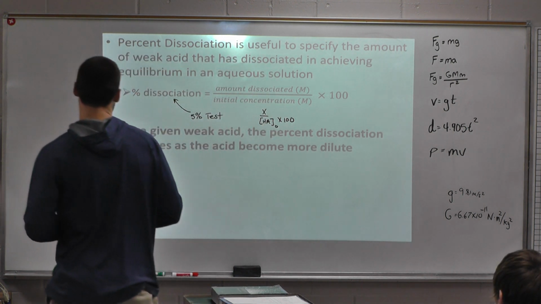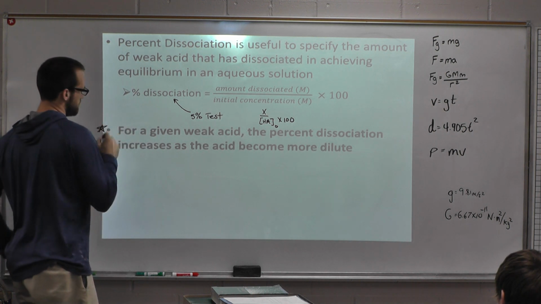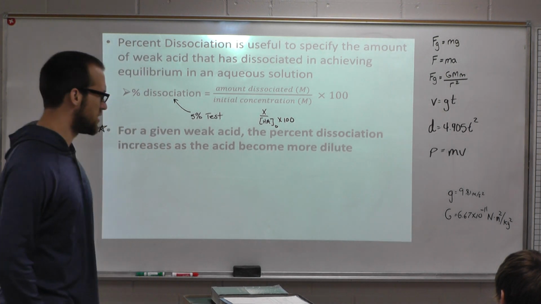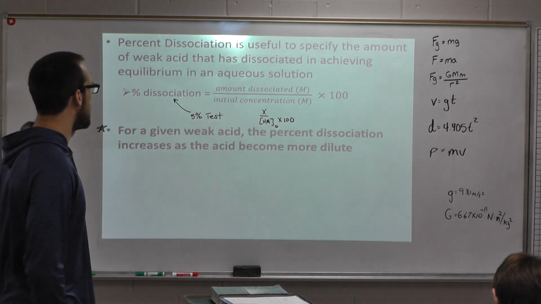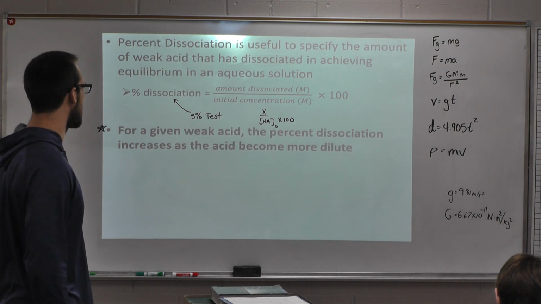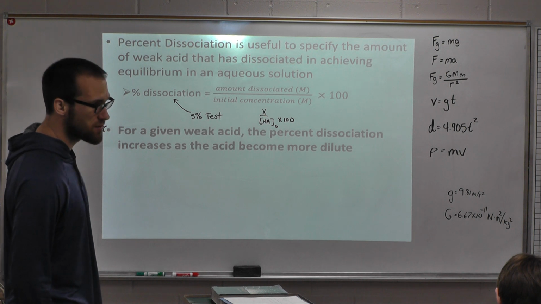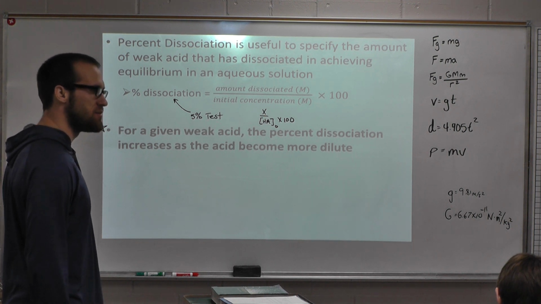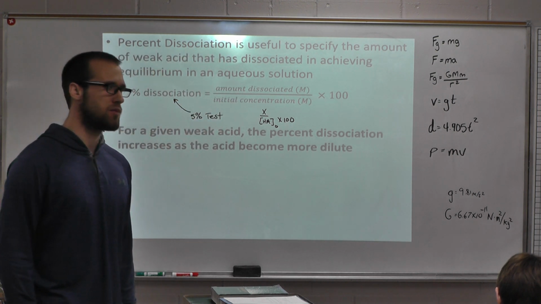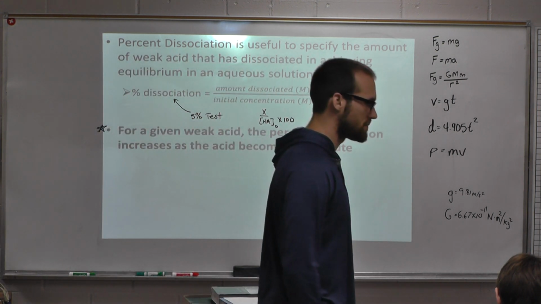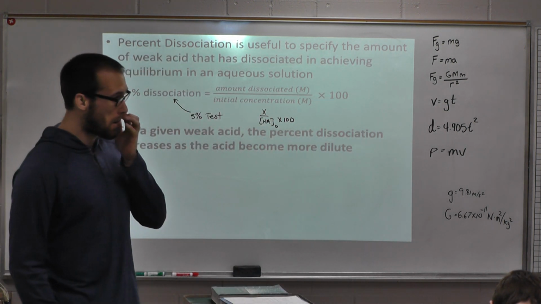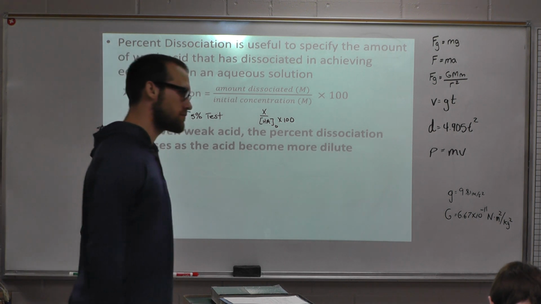Here's something that might not make as much sense up front, but I'll show you and give you some math to back this up. It says for a given weak acid, the percent dissociation increases when the acid becomes more dilute. So what that simply means is less stuff means it dissociates more. More stuff means it dissociates less. You're probably thinking, well, that doesn't make a whole lot of sense.